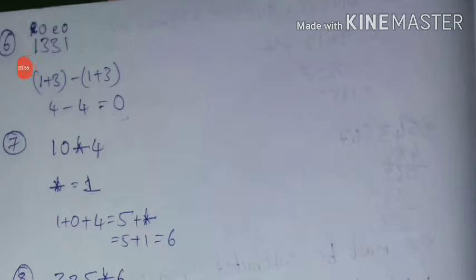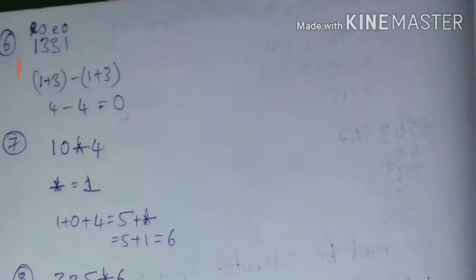Next, sixth one. Which one of the following number is exactly divisible by 11? So we have to check all the numbers, but I took only the number which is divisible by 11. 1331. So sum of odd numbers minus sum of even numbers. Sum of odd place numbers is 1 plus 3, 4. Sum of even place numbers is 1 plus 3, again 4. 4 minus 4, 0. Then 1331 is completely divisible by 11.